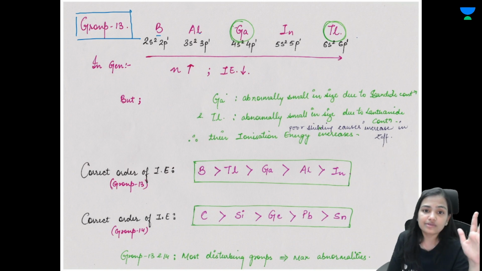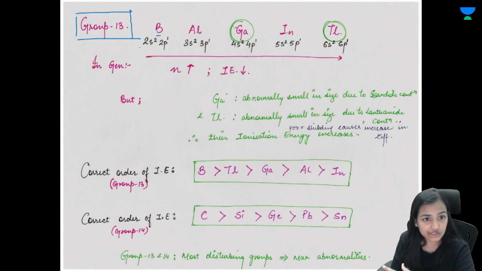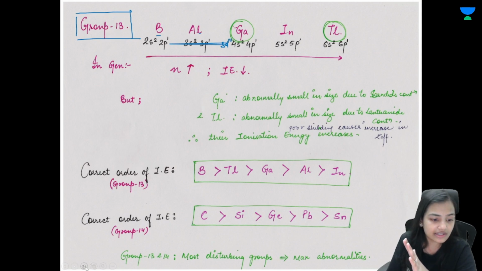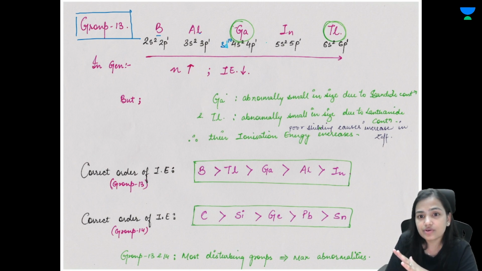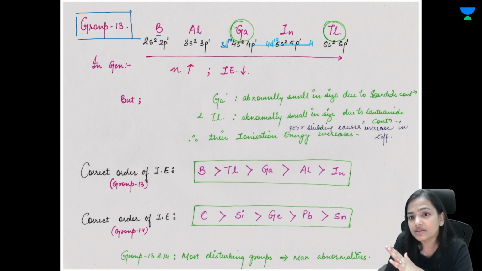First of all, let us write down their electronic configuration. This is 2s2 2p1, this is 3s2 3p1, this is 4s2 4p1. When I write 4s2 4p1, I must also write 3d10. So in the case of gallium, we have a filled 3d orbital. So we have filled 3d10 electrons. Then this is going to be 4d10 5s2 5p1, and then this is going to be 4f14 5d10 6s2 and 6p1.